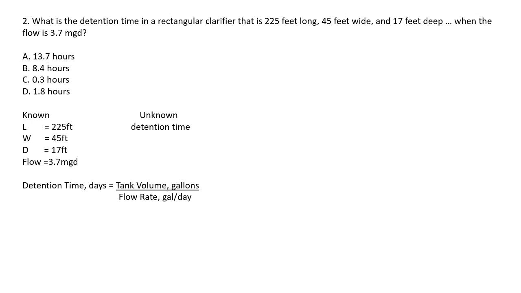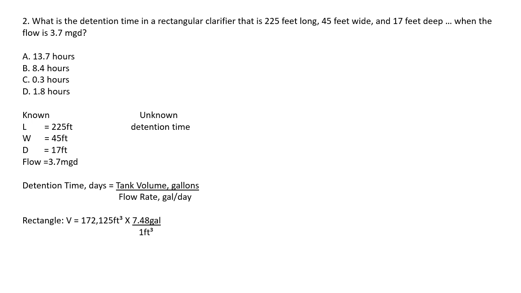What we're looking for is the detention time. The formula sheet provides detention time in days is equal to the tank volume in gallons divided by the flow rate in gallons per day. So first, we're going to go ahead and solve for the volume, which for a rectangle is length times width times height. So you have 225 feet times 45 feet times 17 feet. You do your multiplication and you get 172,125 cubic feet.